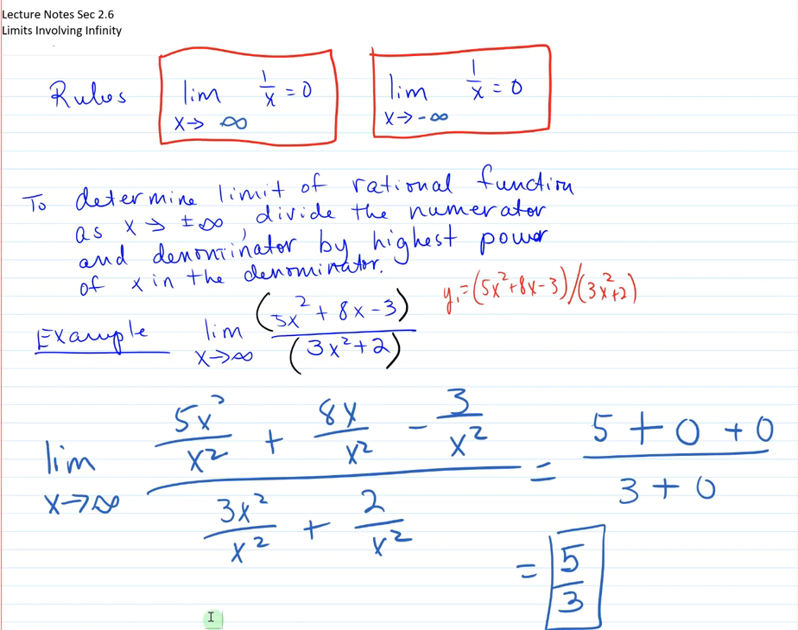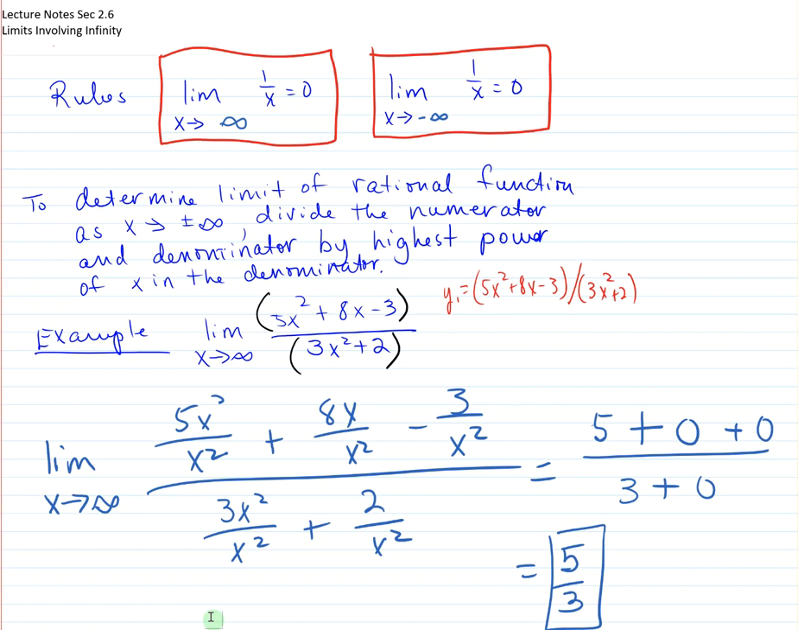This is section 2.6, and we're going to deal with limits involving infinity. There's two rules we want to remember: that the limit as x approaches infinity of 1 over x is equal to 0, or as you approach negative infinity. So the strategy is, if you are determining the limit of a rational function as x approaches plus or minus infinity, you're going to divide the numerator and the denominator by the highest power of x in the denominator.